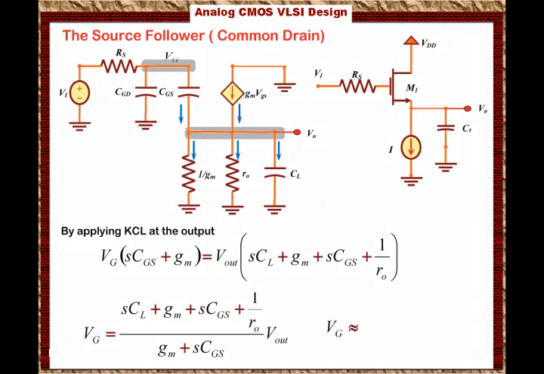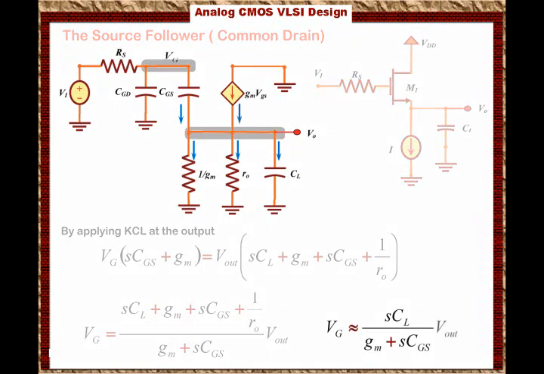So we can say that VG approximately equals S times CL over GM plus S times CGS, times Vout. Now keep in mind that both values of the denominator are kind of small. When you combine them together, you still have a small value, so you have a dominant effect from them. That's why you cannot ignore them. We only minimize the numerator terms. That gives you VG in terms of Vout.